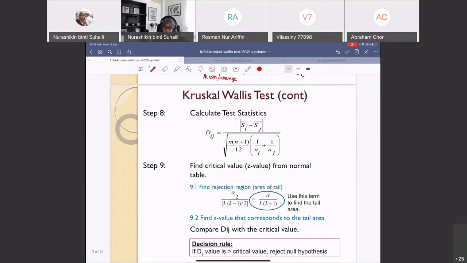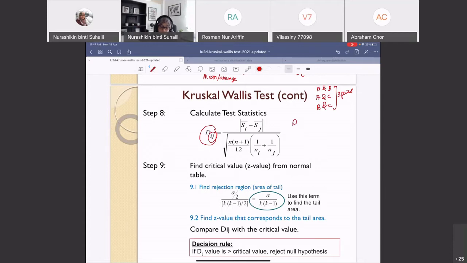Step eight, you have to find this term, EIJ. What do I and J mean? If you have three samples, the possible pairs are A and B, A and C, and B and C, so it covers all. The order doesn't matter, like B and C is equal to C and B. You don't have to worry about the order, but there are three pairs of comparison. This IJ refers to the two samples that you are comparing at the same time, for example, A and B.